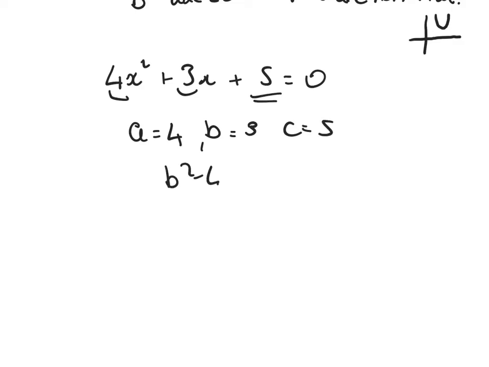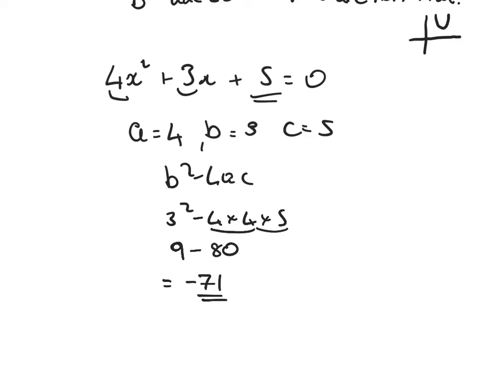So b squared minus 4ac. So that will be 3 squared minus 4 times 4 times 5. That's 9 minus, well, 4 times 4 is 16, 16 times 5 is 80. So 9 minus 80, and that is minus 71. Now, if the question had then asked us about the nature of the roots, we'd say that d equals minus 71. Minus 71 is less than 0. Therefore, roots are non-real.